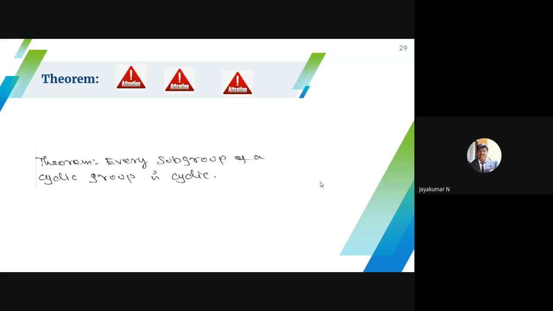Already I told you that the most important problems are the set of all rigid motions of a triangle forming a non-abelian group, and the set of all rigid motions of a square forming a non-abelian group. Those two problems are very important. This is a most wanted theorem in unit 1 because it belongs to cyclic groups. The syllabus itself mentions cyclic groups, so this is a most important theorem.